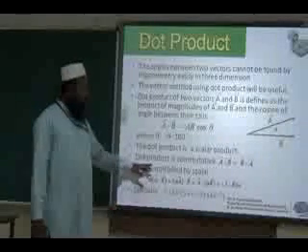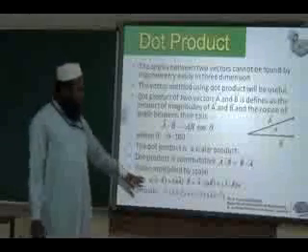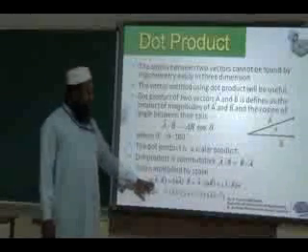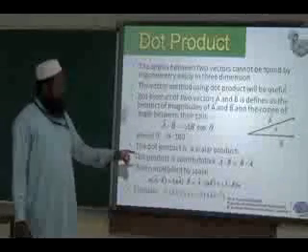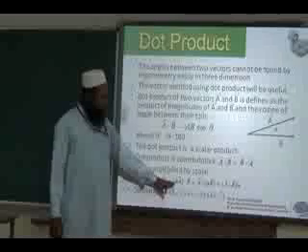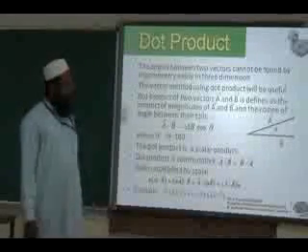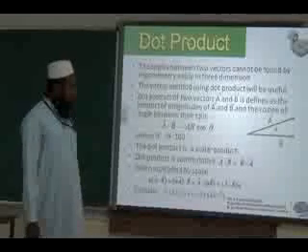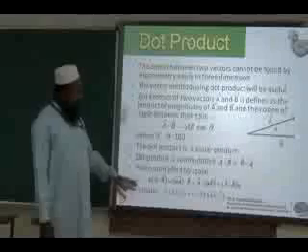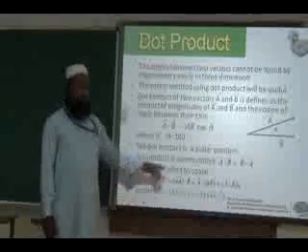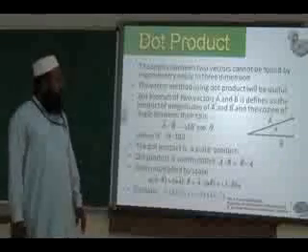And when you multiply the dot product with a scalar, it can be written like this. For example, a multiplied by A vector dot B vector equals (aA) dot B, or it can be the other way around. And if you consider the distributive law, A dot (B plus C) will be A dot B plus A dot C. You can write it like that. So this is about the dot product.